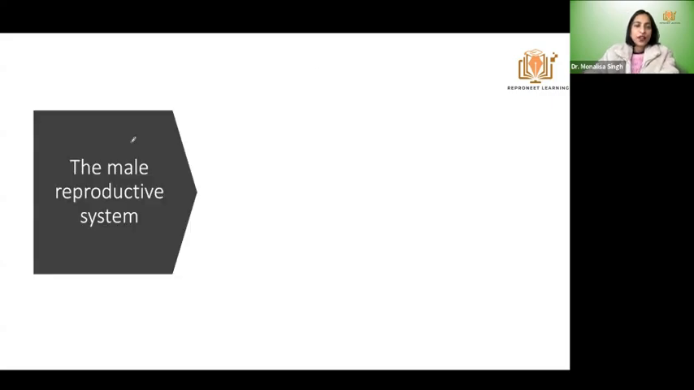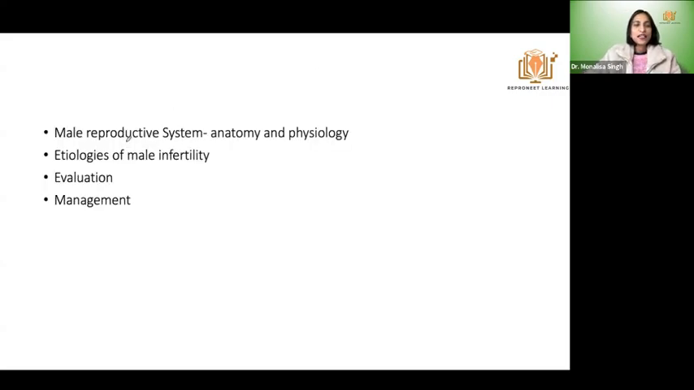What we are going to be talking about in this class are these four things: male reproductive system, a little bit on the anatomy, not the detailed anatomy, and a lot on physiology, etiologies of male infertility, how to evaluate, and then management will be discussed in a different class.